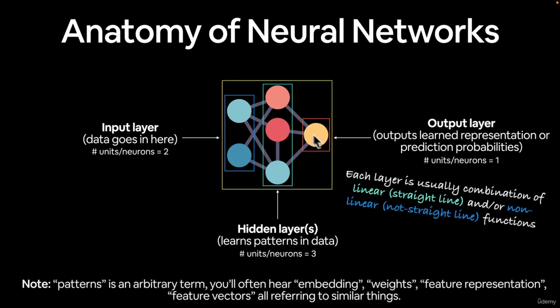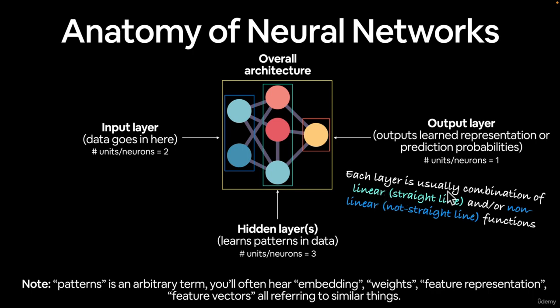Now if we talk about the overall architecture, which is describing all of the layers combined. So when you hear neural network architecture, it talks about the input, the hidden layers, which may be more than one, and the output layer. So that's the terminology for overall architecture. Now, I say patterns is an arbitrary term. You can hear embedding. Embedding might come from hidden layers. Weights, feature representation, feature vectors, all referring to similar things. So again, how do we turn our data into some numerical form, build a neural network to figure out patterns to output some desired output that we want?